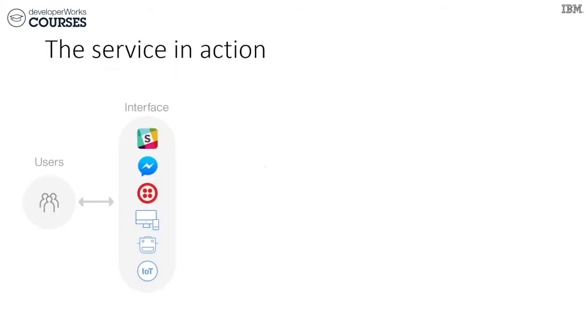Now let's take a look at how an application can be built using the service. As mentioned before, the application can use existing interfaces that interact with the user, such as Slack, Facebook Messenger, SMS messages through Twilio, desktop or mobile applications, chatbots, and even voice-enabled IoT devices.